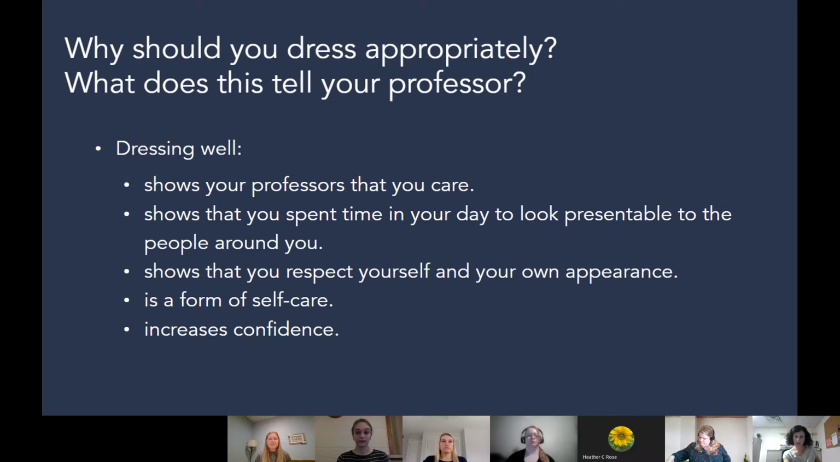So what are some of these implications for dressing well? If you dress well, it shows your professor that you care, that you spend time in your day to look presentable, that you respect yourself and your own appearance, and in general, dressing well is a form of self-care and it really can increase confidence.